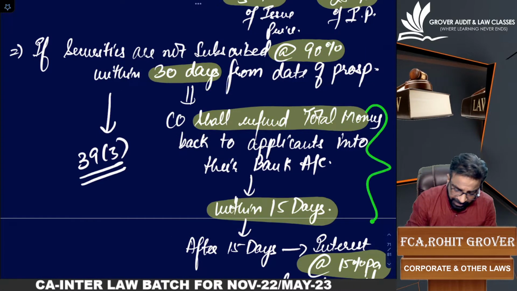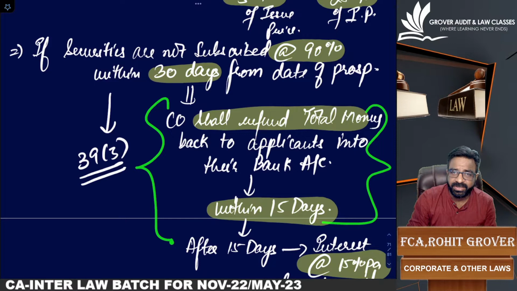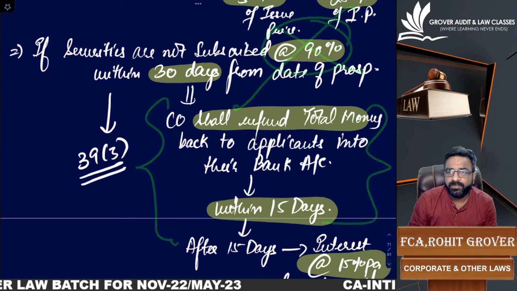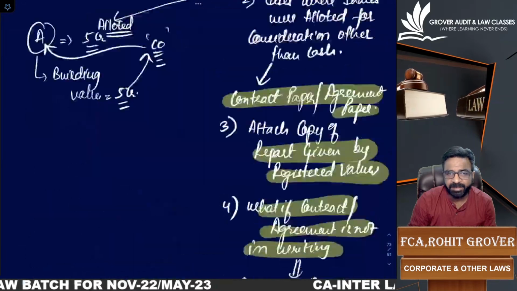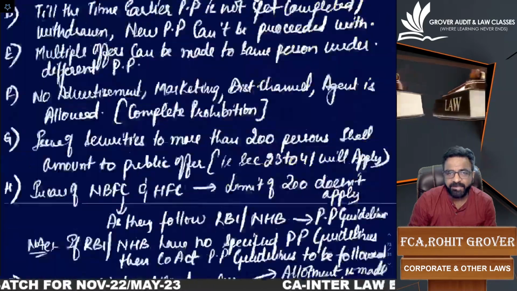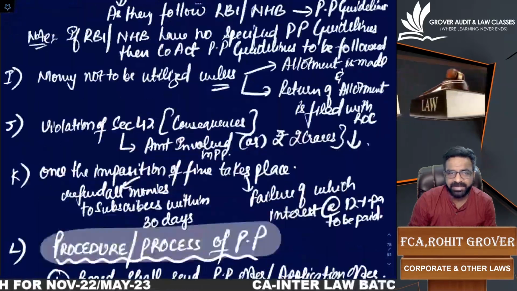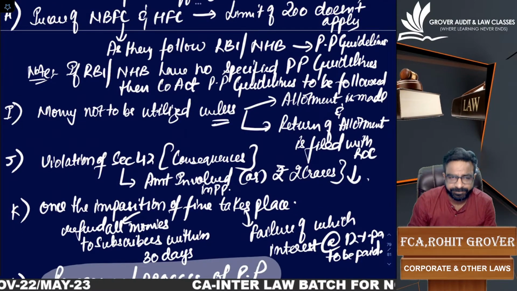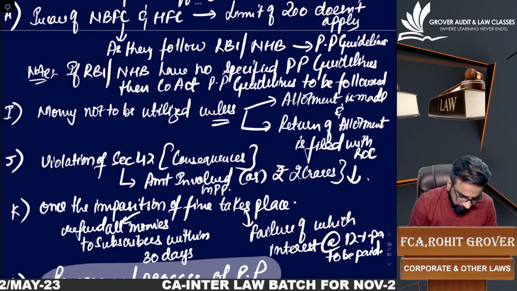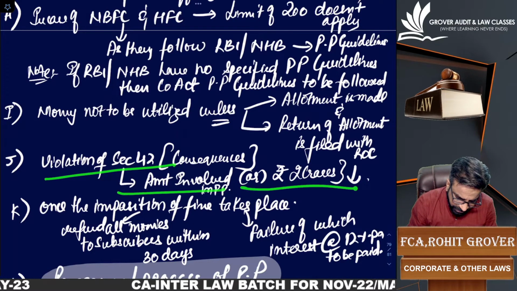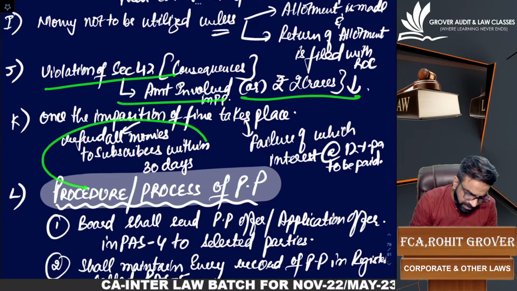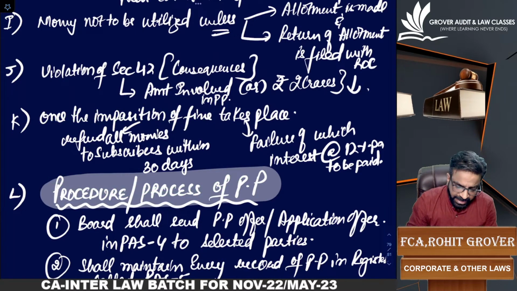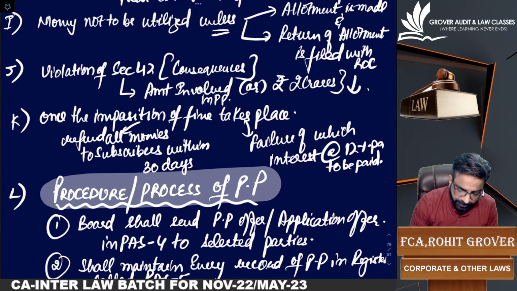But why were we refunding the money in section 39? Because the 90% criteria was not fulfilled. But here in the private placement, are we refunding because the 90% criteria is not fulfilled, or because we have violated section 42 and a fine has been imposed? Due to the imposition of fine, we are going to refund their money within how many days? 30 days.